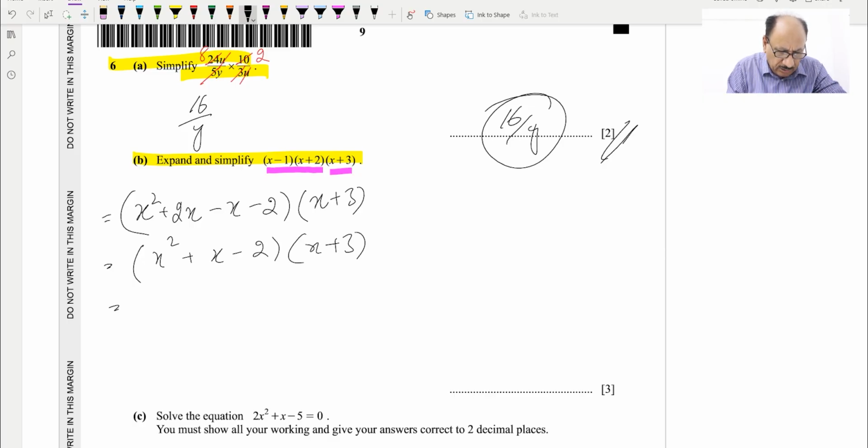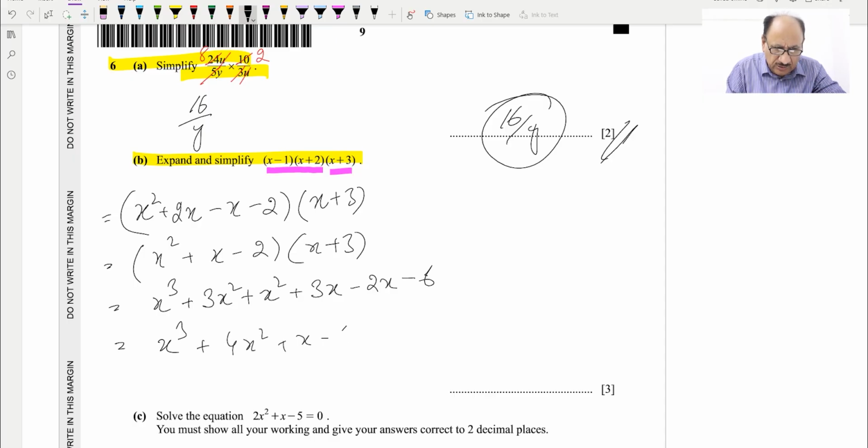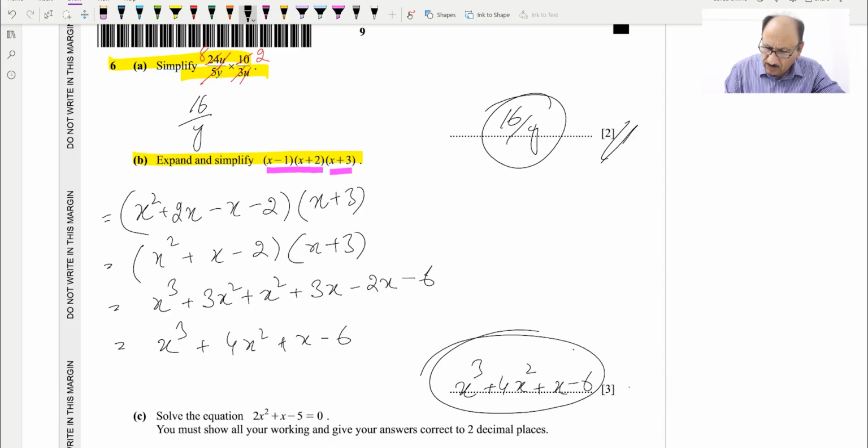Now we can open the brackets and multiply. x square into x will be x cube, plus x square into 3 will be 3x square, plus x into x will be x square, plus x into plus 3 will be plus 3x, and minus 2 into x will be minus 2x, minus 2 into plus 3 will be minus 6. Adding the like terms, x cube plus 4x square plus x minus 6, and this will be our final answer which we can provide at the given place over here, which is for 3 marks.